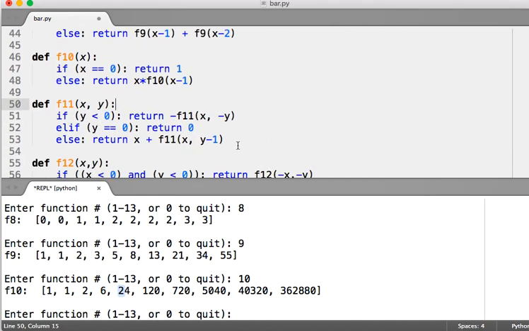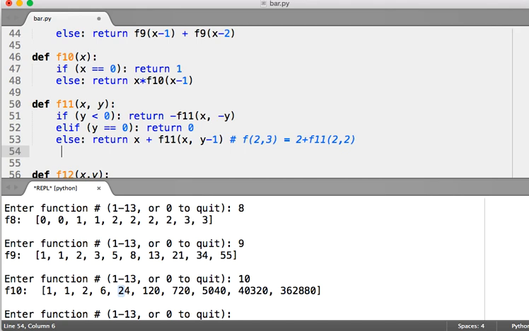All right, so f11 is going to take 2 values. And never minding the first case, we'll ignore the negatives for now. If y is 0, return 0. Otherwise, it returns x plus f11 of x and y minus 1. Well, let's just think through f11 of, say, 2 and 3. That is 2 plus f11 of 2 and 2.